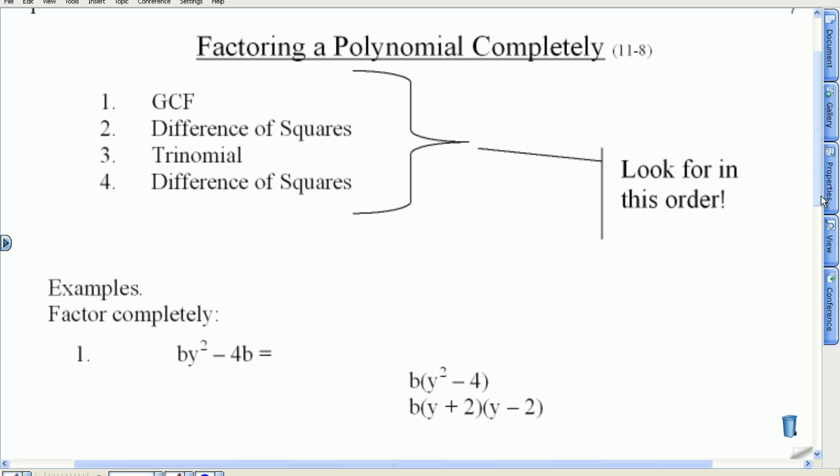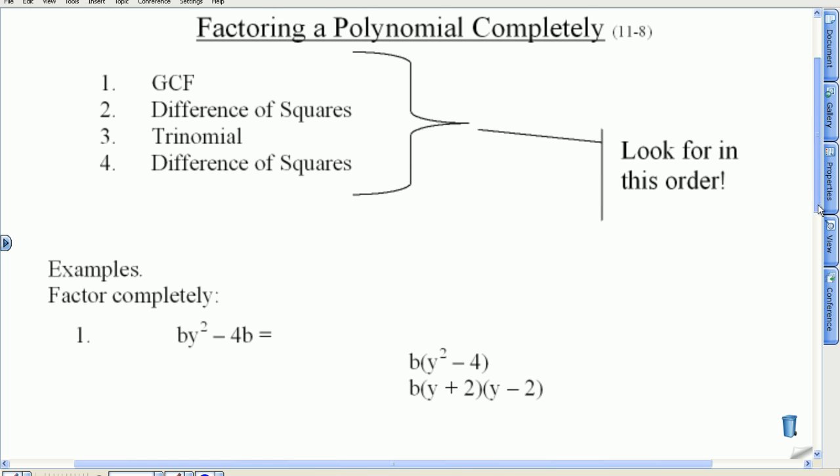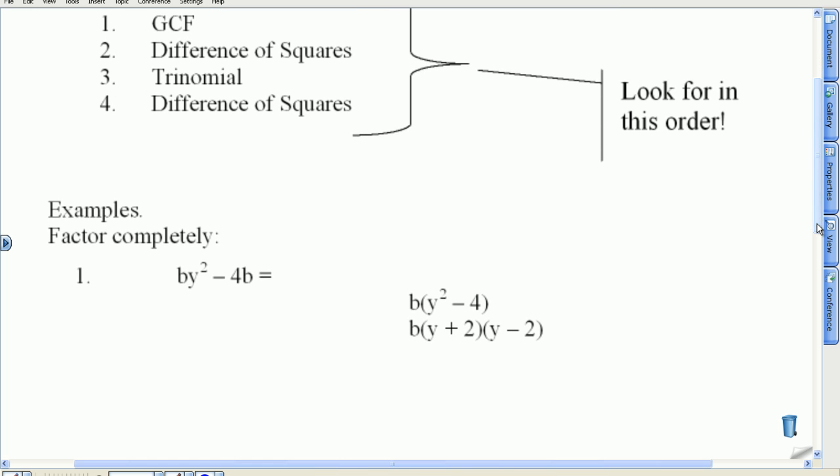We did that yesterday. You'll notice number 4 here, difference of squares, is listed twice. It is not uncommon in a factoring completely problem for you to have to factor the difference of two squares more than once. So factoring completely, we're going to use this checklist. We're going to factor in that order. Some of the things we'll have to skip because they won't be there, but we're going to always try to factor out the greatest common factor first.